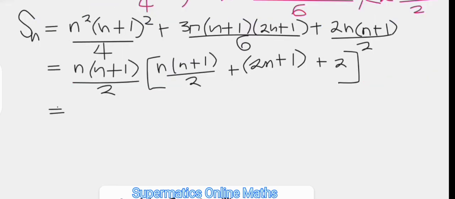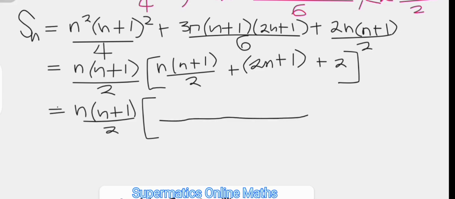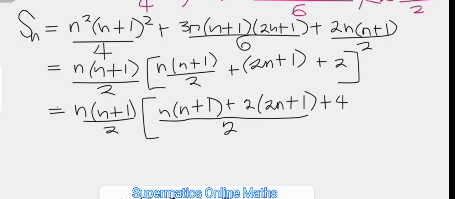So the sum becomes n times (n plus 1) over 2 times, in the parentheses, the rectangular one, we have an LCD of 2, where we have n times (n plus 1) plus 2 times (2n plus 1) plus 4. We continue to simplify the rectangular bracket.